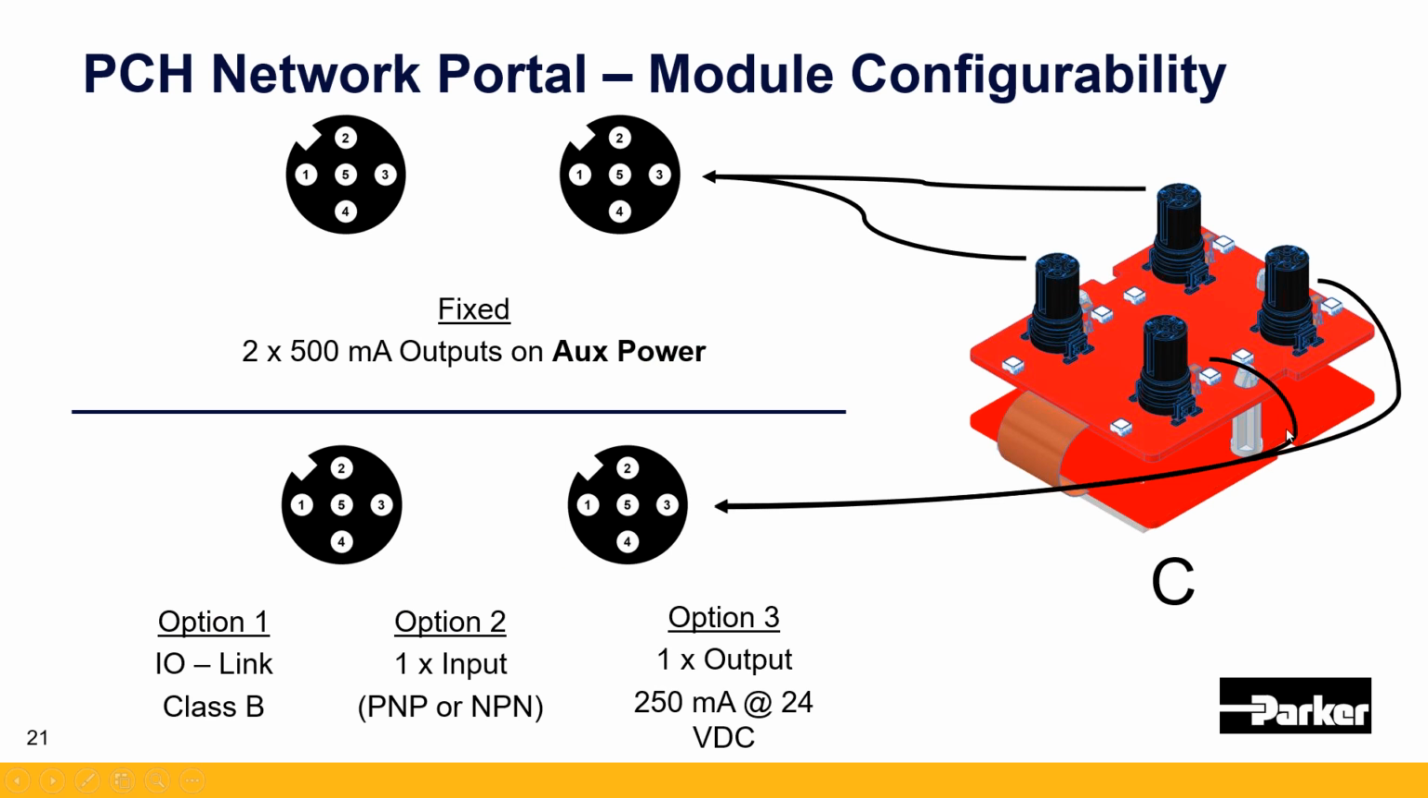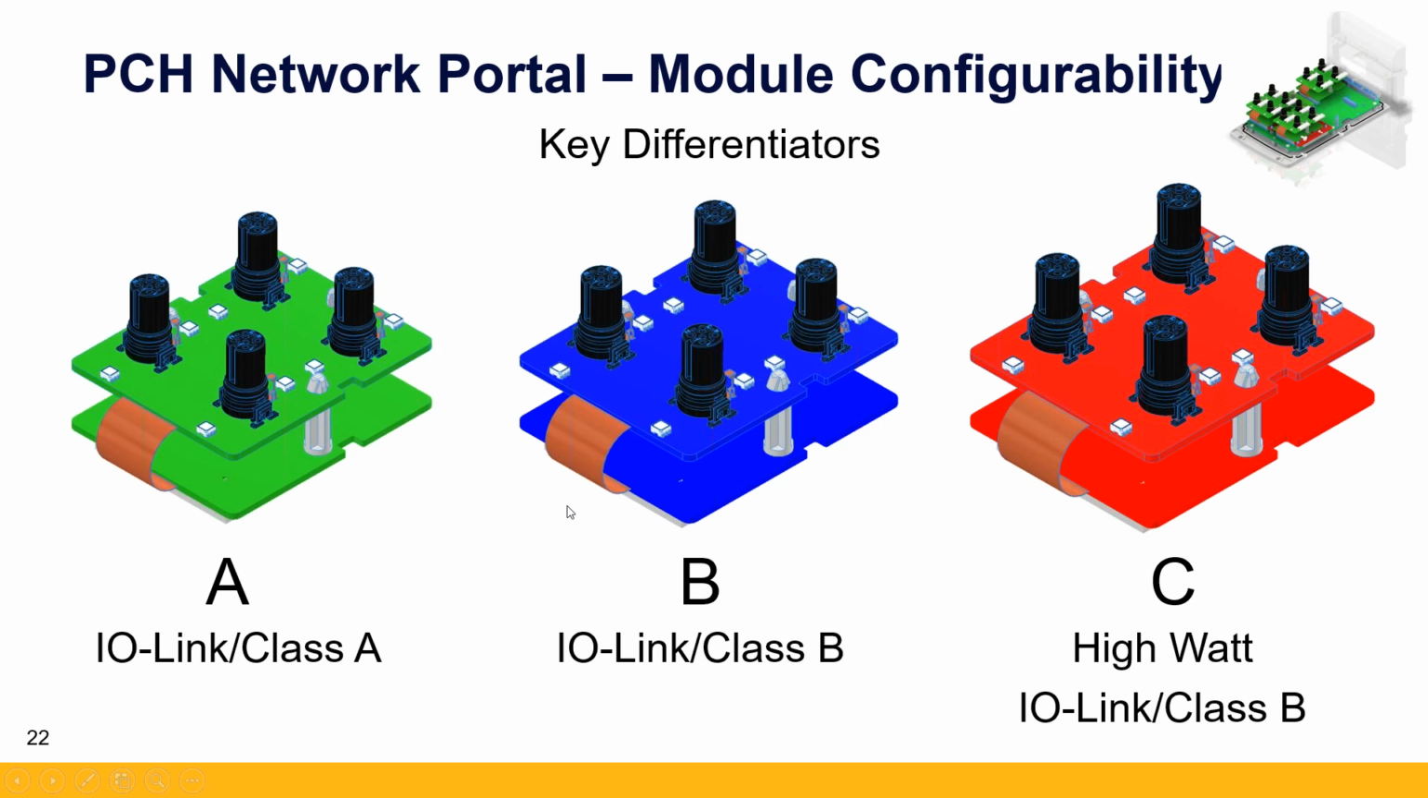Doesn't matter for our application. They're both built into there. So there's no longer two sets of part numbers that you need for PNP and NPN. It's a simple click of a dial in the software. And then if you need two outputs, that's in there too. So you have three options for each port. Each port can behave as an IO-Link Class A, or two inputs, or two outputs. Again, those outputs are 250 milliamps at 24 volt DC.